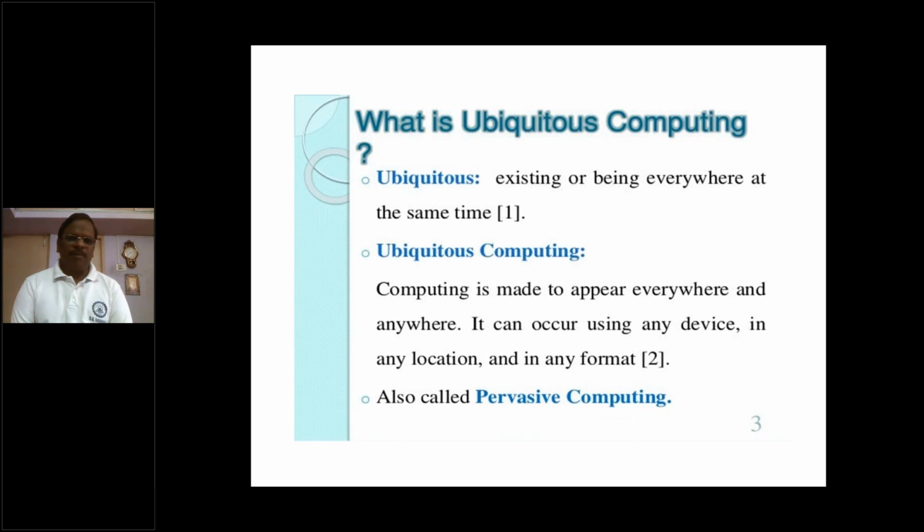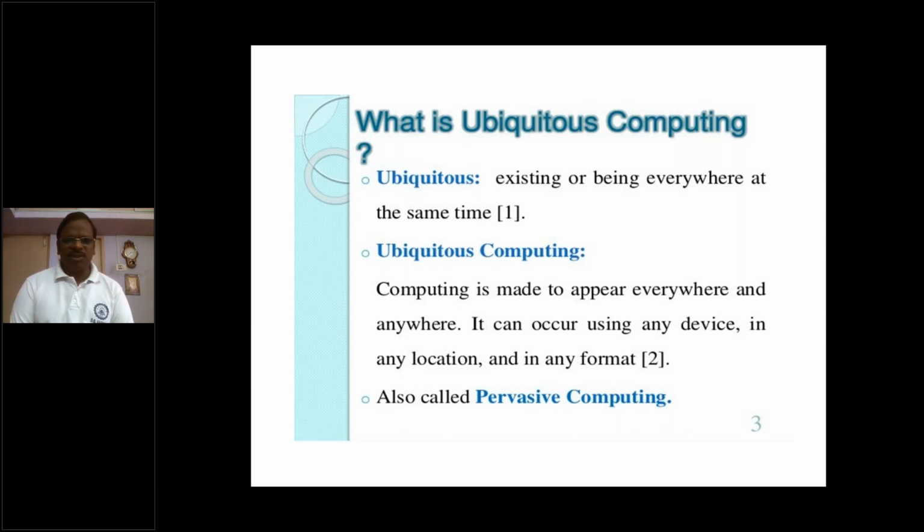Ubiquitous computing. Now, what is this? Existing or being everywhere at the same time. If this kind of computing is installed in your system, you can operate the same system from anywhere. By using this technology, you can operate anywhere. So at the same time, you can operate more than one system, and more than one device. You can have interaction from one machine to another machine. So everything is possible in this technology.